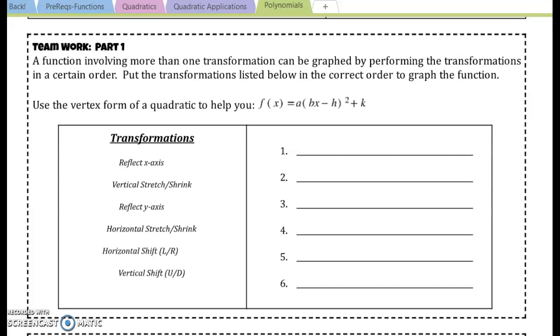You'll notice that these notes are all separated into teamwork. So what I'd like for you to do is take a moment and pause the video and attempt this teamwork part 1 with your partner, and then continue through the video throughout the notes.